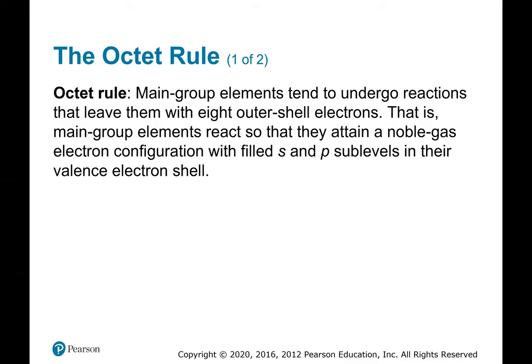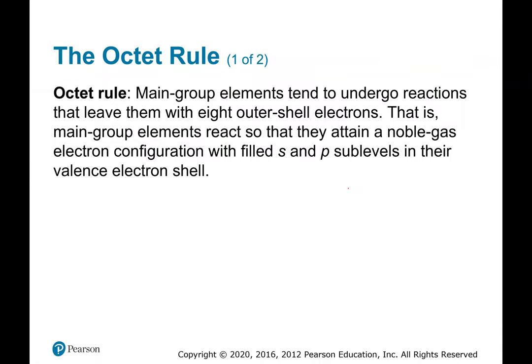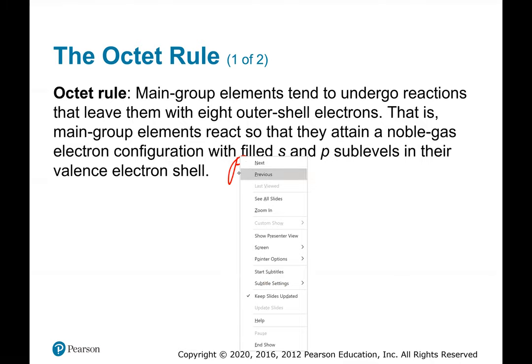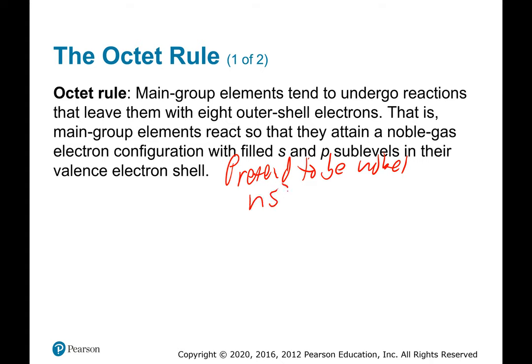Now there are a couple of rules that I addressed a little bit. One of them is called the octet rule. And the octet rule is essentially when they want to pretend to be noble. In other words, you want to have ns2 np6. What does oct mean?